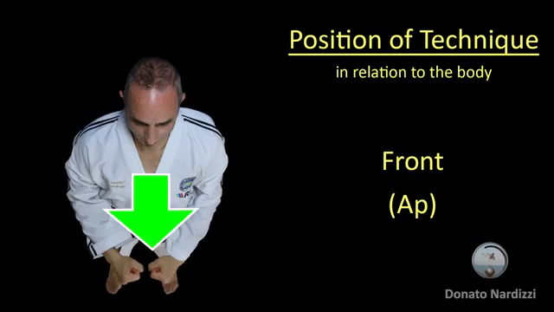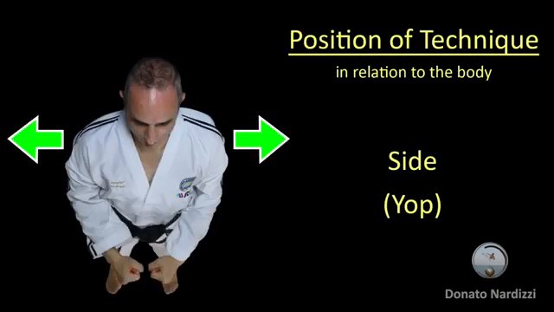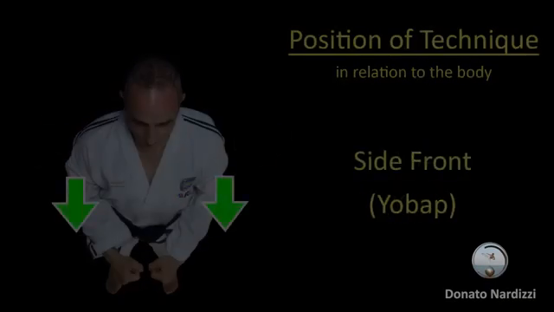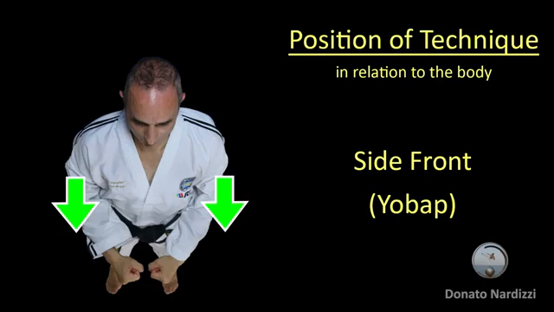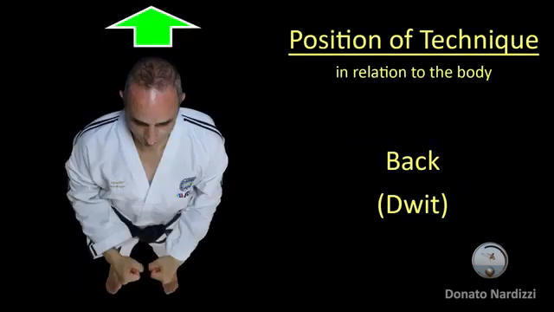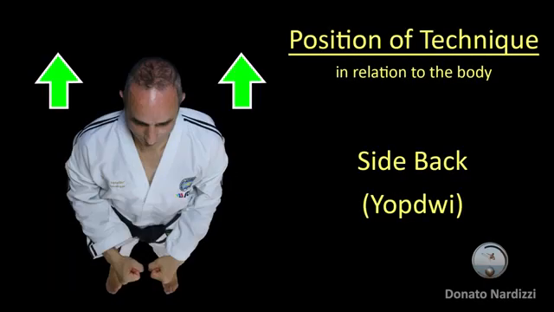Sometimes we use terms to describe the position of the blocking or attacking tool in relation to your body position. And these are front, Ap; side, Yop; side front, Yop Ap; back, Twi; side back, Yop Twi.